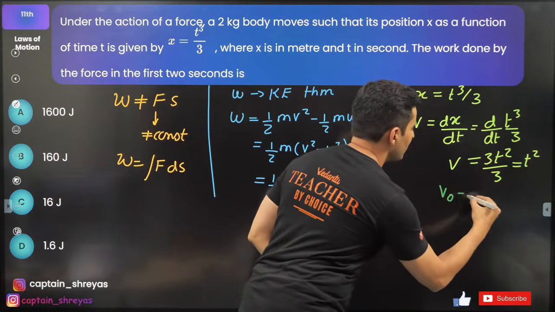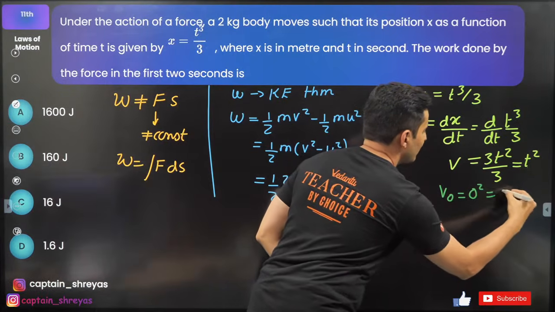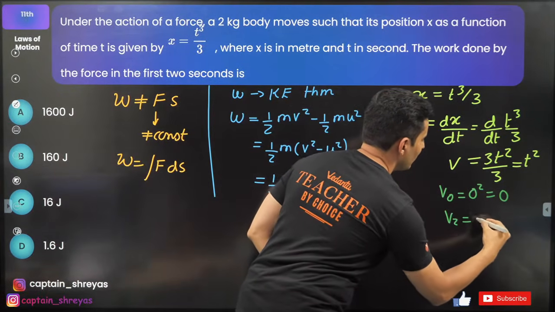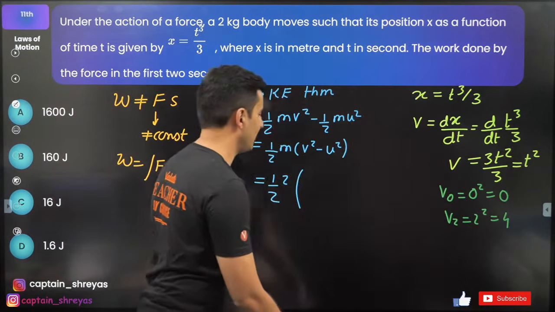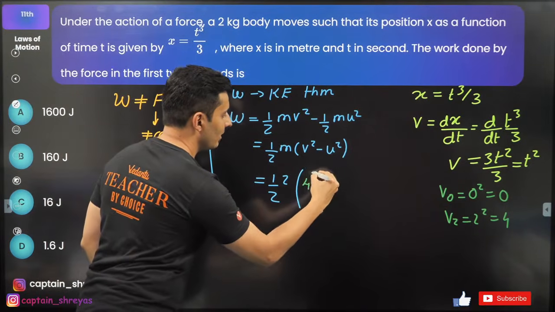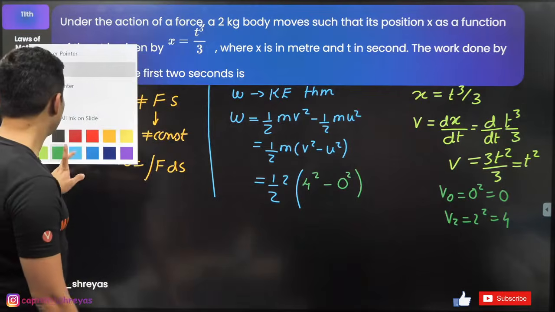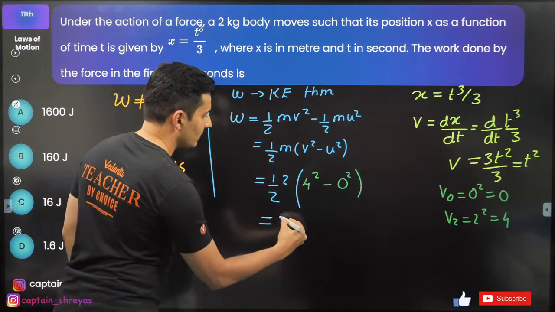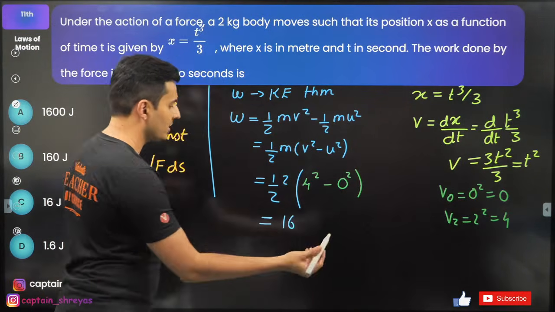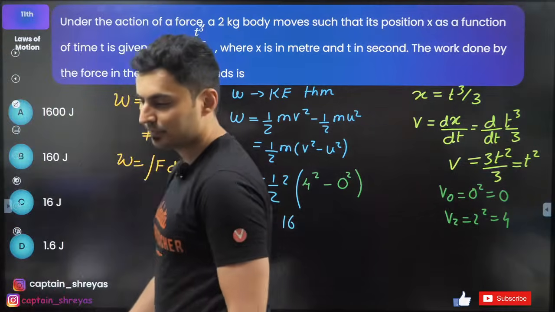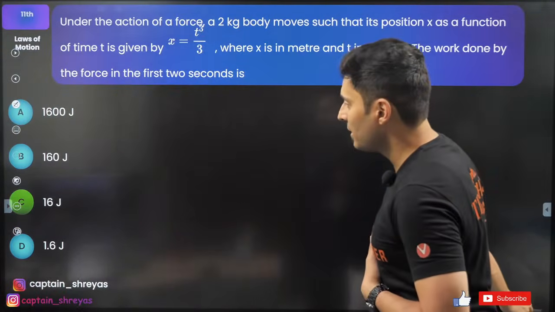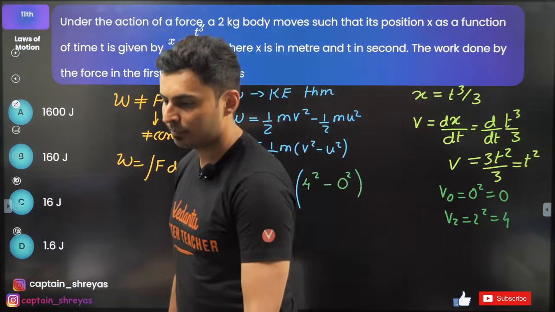Velocity at t equal to 0 will be 0 square, which is 0. Velocity at 2 seconds will be 2 square, which is 4 meters per second. So I'm going to put 4 over here, square it, and then 0 over here and square it. Now it's simple, guys. 2 cancels, and we just have 16 joules over there. That's the answer. I hope that's clear. Yes, that's done.